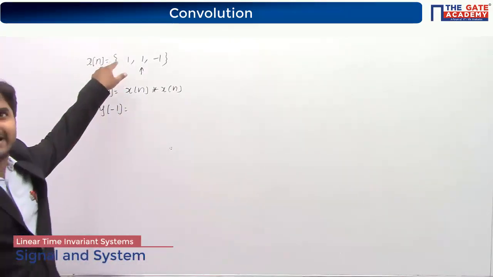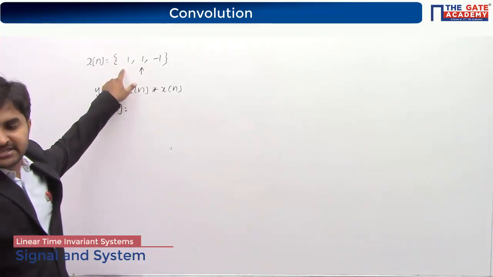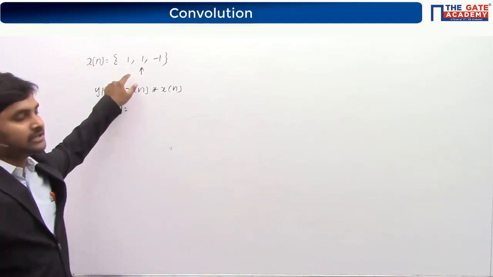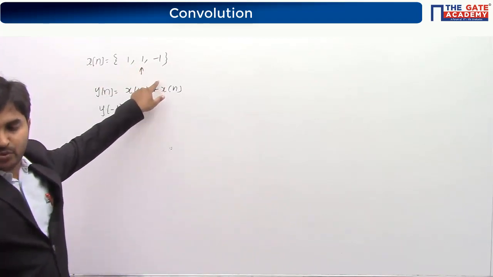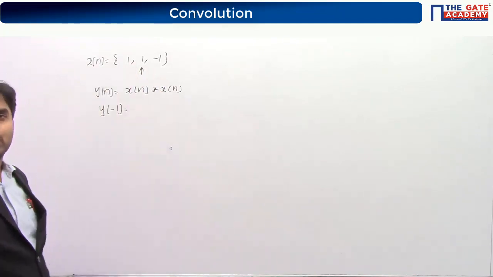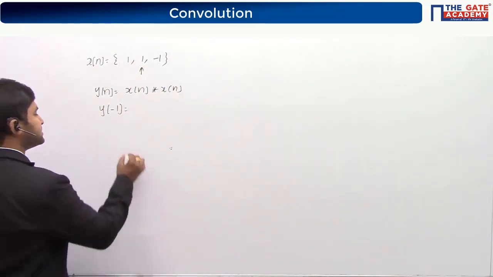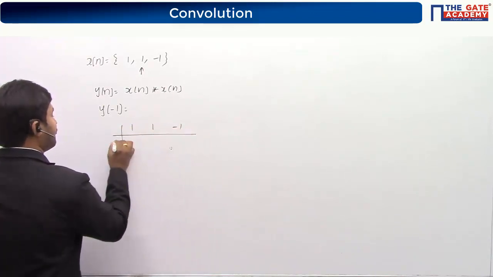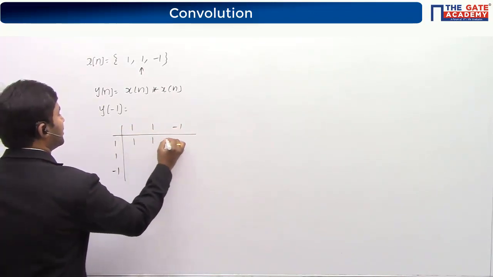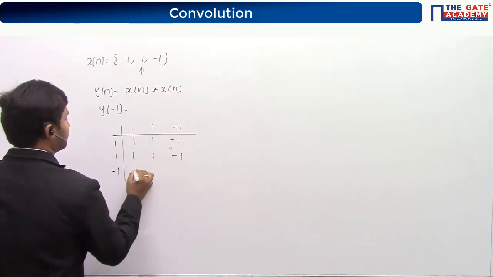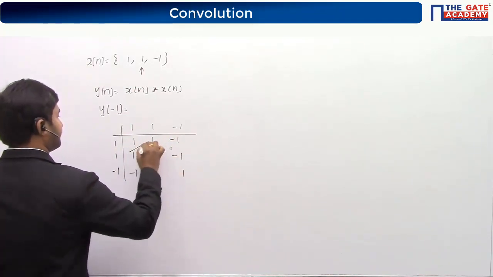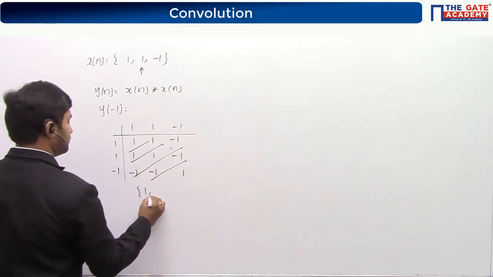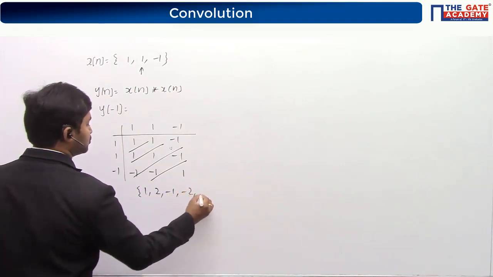Now what we understand here is that x of n is having 3 non-zero samples. At n equal to minus 1 it is 1, at n equal to 0 it is 1, at n equal to 1 it is minus 1. So we are having 3 non-zero samples. We can do the tabular method. 1 1 minus 1, 1 1 minus 1, 1 1 minus 1, 1 1 minus 1, minus 1 minus 1 and 1. So the result you are having is 1 2 minus 1 minus 2 and 1.